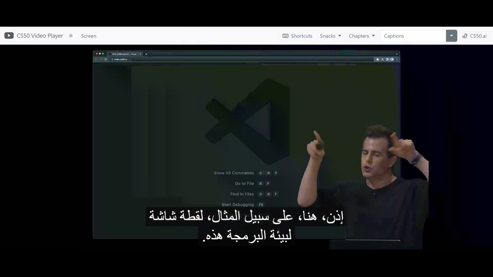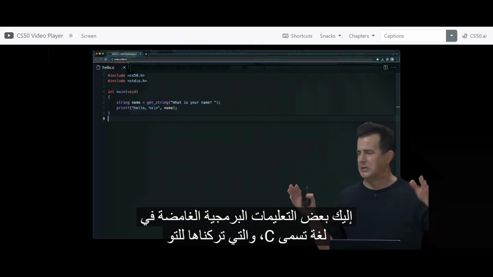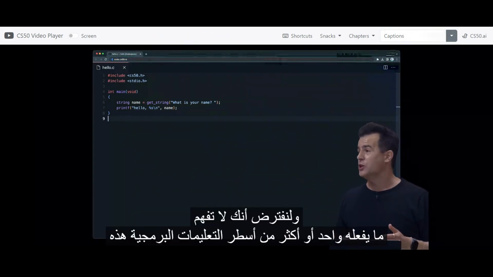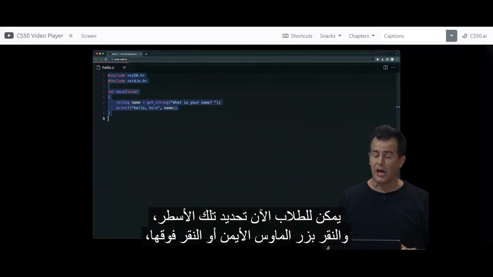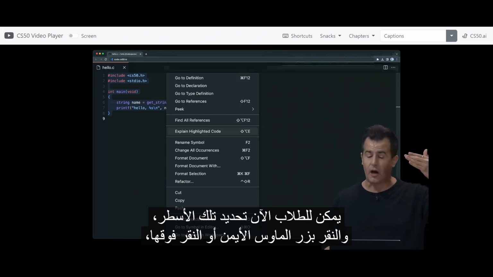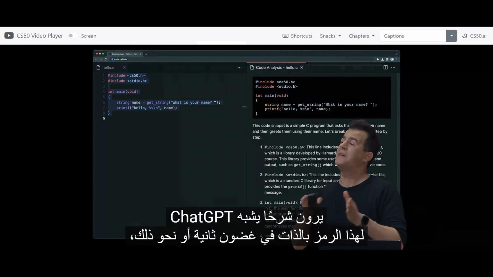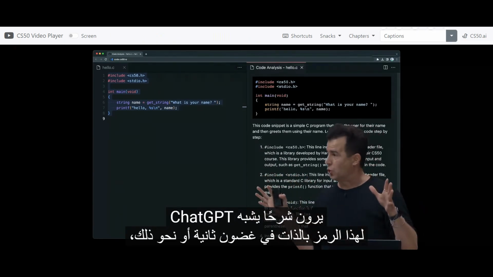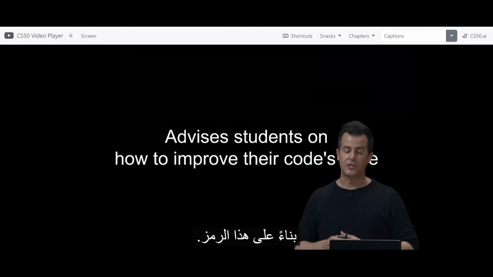So here, for instance, is a screenshot of this programming environment. Here is some arcane-looking code in a language called C that we've just left behind us in the class. And suppose that you don't understand what one or more of these lines of code do. Students can now highlight those lines, right-click or control-click on it, select Explain Highlighted Code, and voila, they see a ChatGPT-like explanation of that very code within a second or so that no human has typed out, but that's been dynamically generated based on this code.